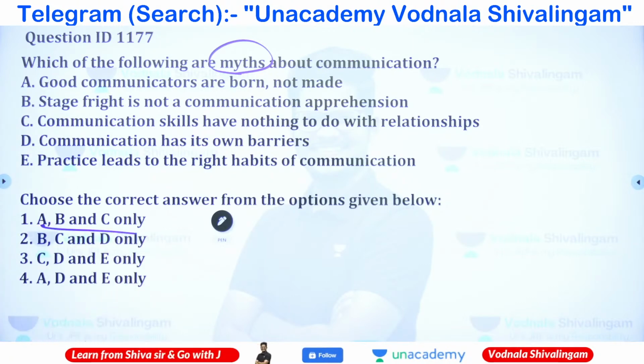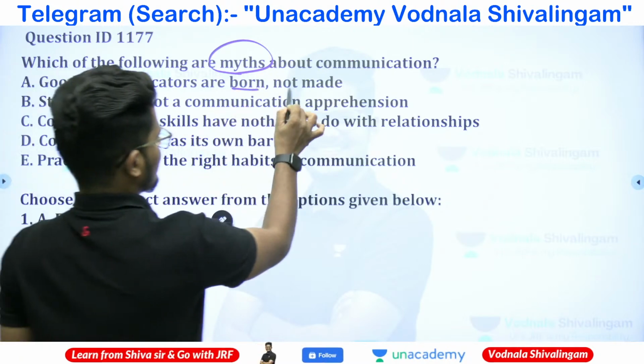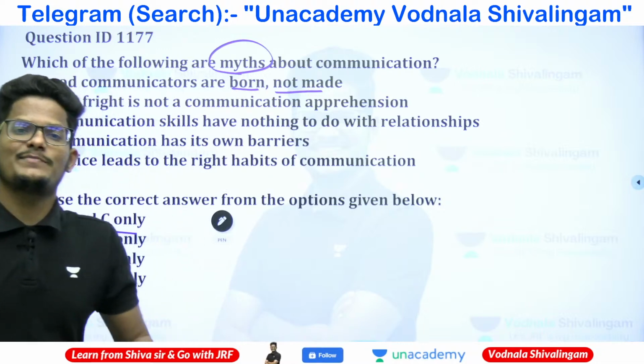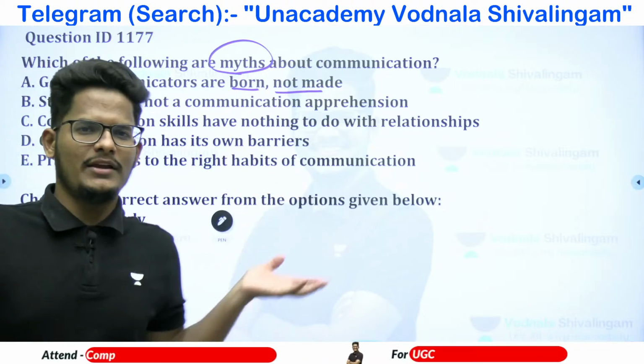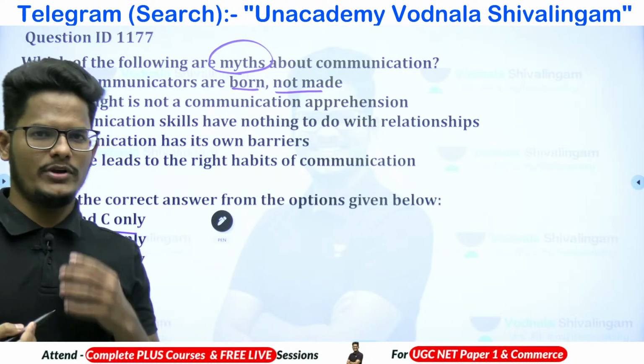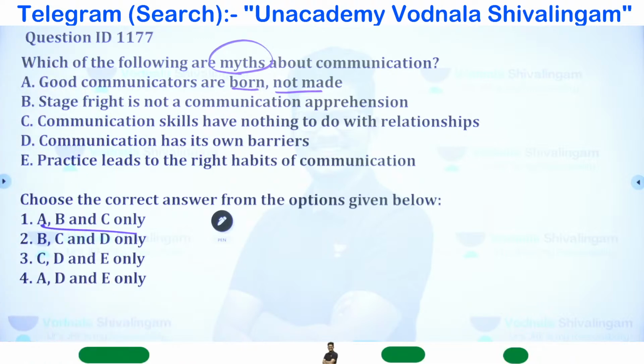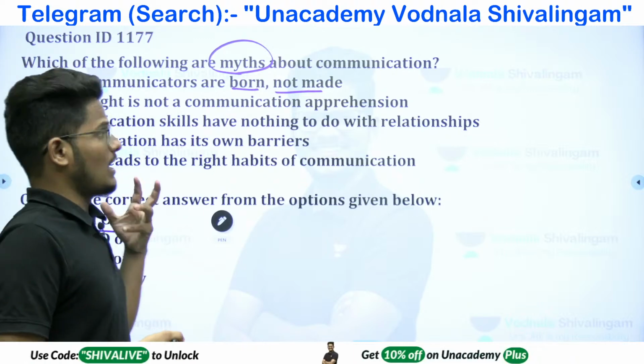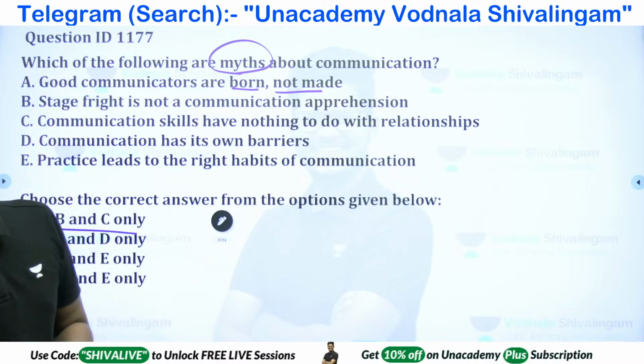A, B, C. Good communicators are born, not made. Wrong. It's false. It is believed like that, but it may be true in some cases and may not be true in many cases. So communicators are actually made, not born.